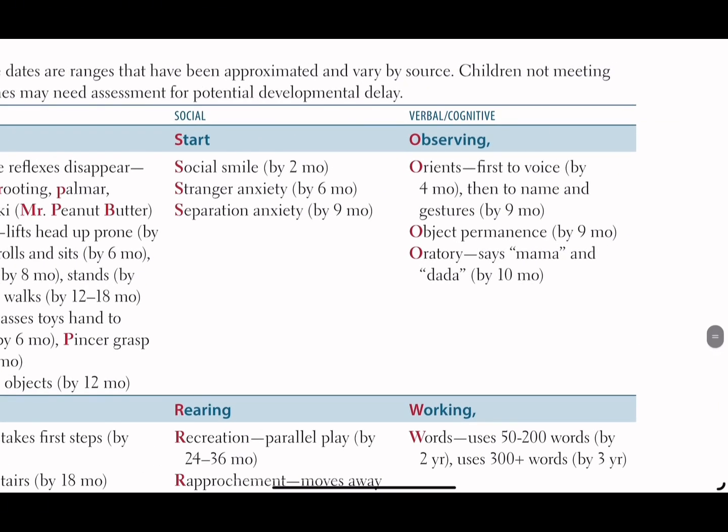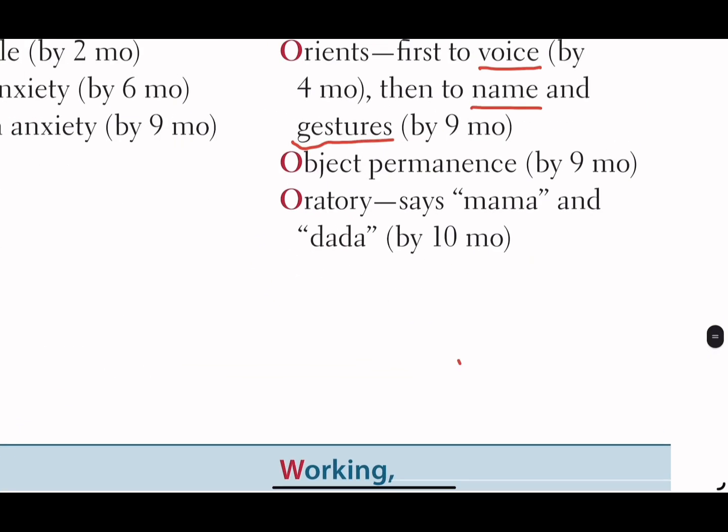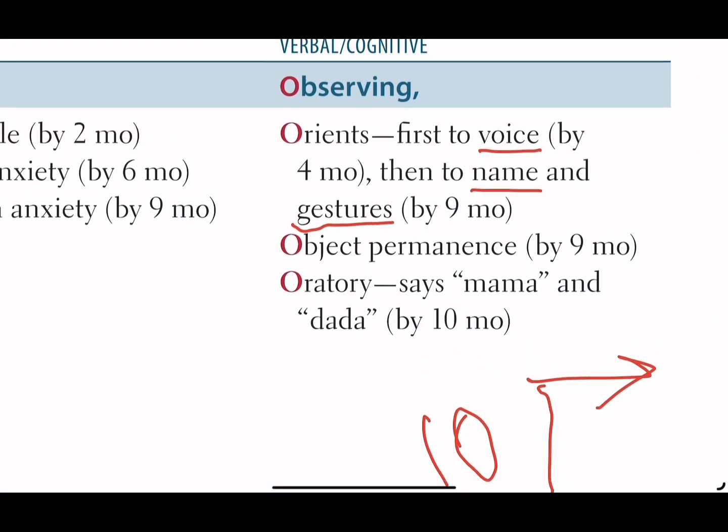Observing, start observing. O is for orients, first to voice by 4 months, then to name and gestures. So orients: voice, name, gestures. Object permanence by 9. Orally says mama and dada by 10. We said 10 is standing, so he stands and says mama and dada. Object permanence by 9. Orients first to voice by 4, then to name and gestures by 9.